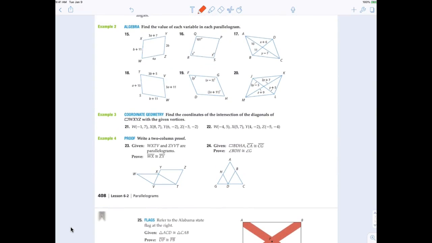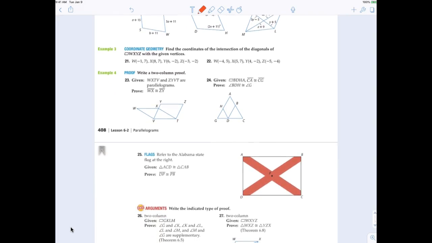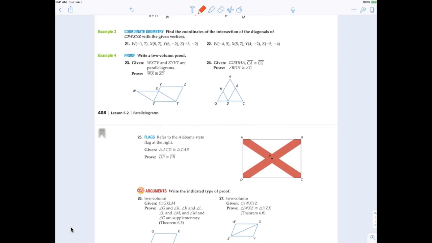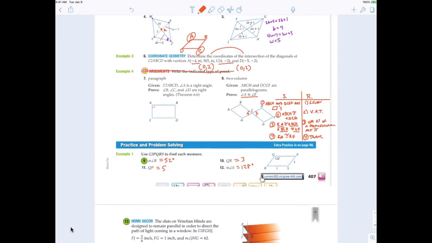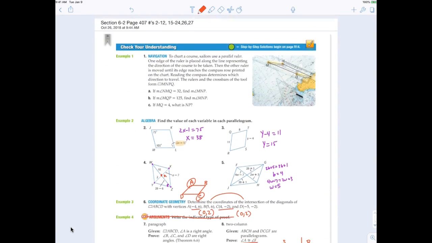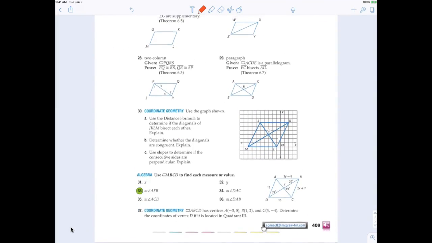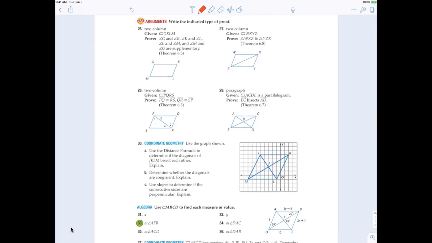Find the coordinates of the diagonal. I showed you how to do that. Write a two-column proof for 23 and 24. I don't think that's bad. And then 26 and 27. Try those. I think it's not hard. As a matter of fact, I think I showed you how to do like 27. Let me look at 26.